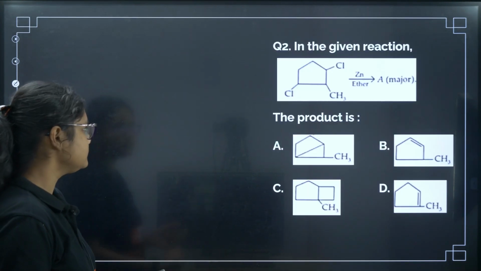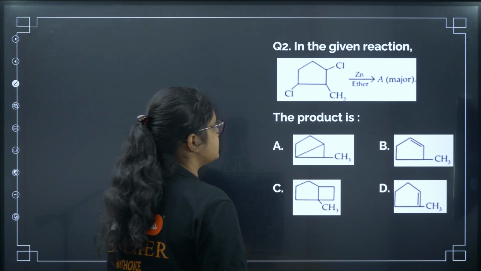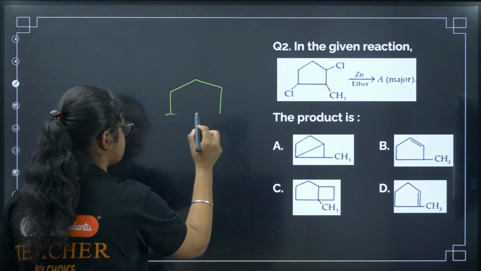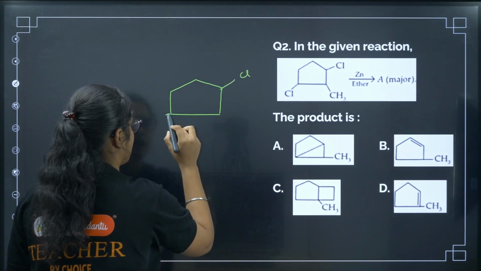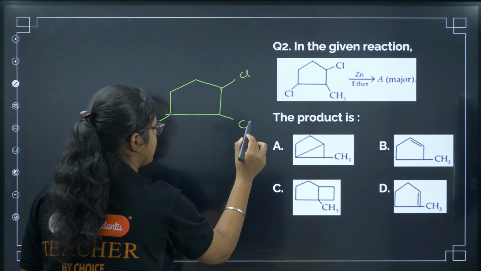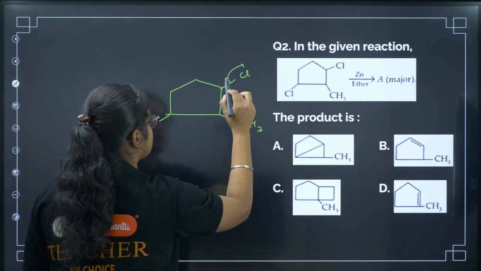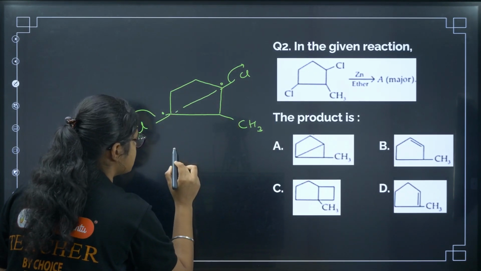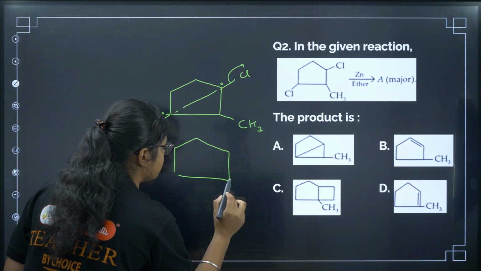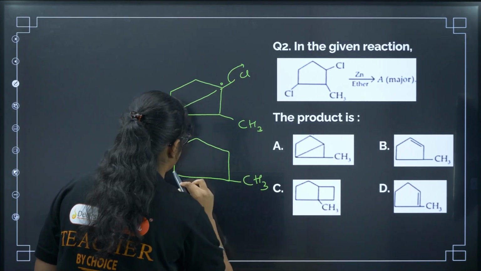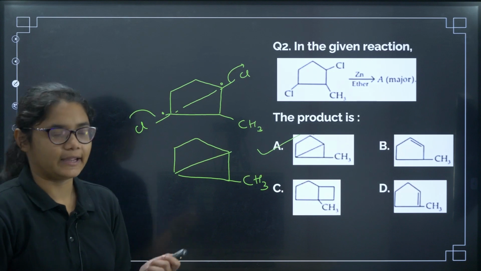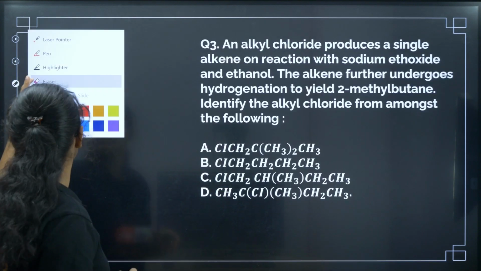Okay. Next, in the given reaction Zn and ether. So this reaction is very similar to your Wurtz reaction. So what happens here? We have chlorine and here we have chlorine. Here we have CH3. So this chlorine goes and we get a radical here, and we get a radical here, and then this one joins. So the product we will be getting here will be this one. Okay. So the correct answer for this question is option number A. So let us see the next question here.